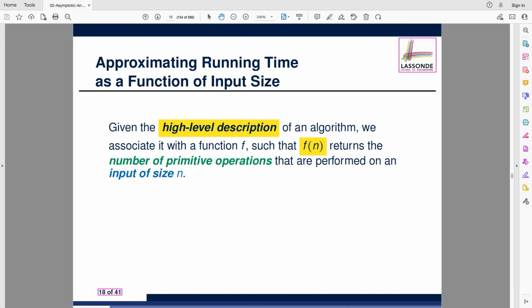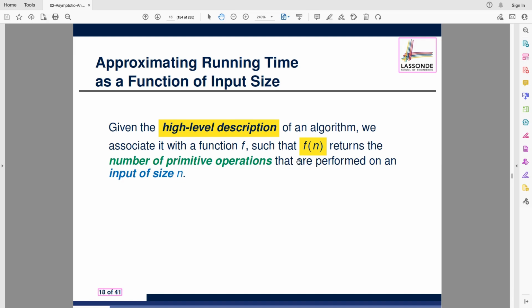So we want to approximate the running time as a function of the input size. So it's going to be f of n. Whenever you see f of n, it's really about the running time of some algorithm. Given the high-level description, in our context, it will be more or less Java code with a little bit of tolerance, as we said before. But you can assume what I give you should be very close to 100% valid Java code. And we want to give the f of n.